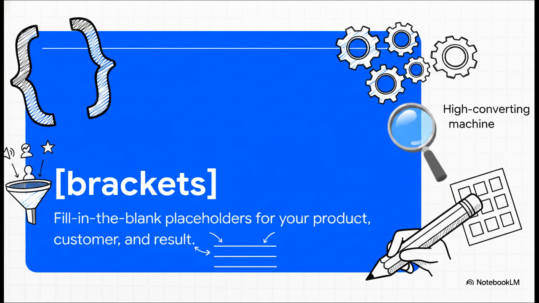Now, as we go through these frameworks, you are going to hear about a lot of brackets. Think of this, well, it's basically Mad Libs for marketers. The brackets just represent fill-in-the-blank placeholders for your specific product, your exact target customer, and the result your product delivers. You are not writing from scratch here. You're just dropping your specific details into a high-converting machine. It completely takes all the terrifying guesswork out of script writing.